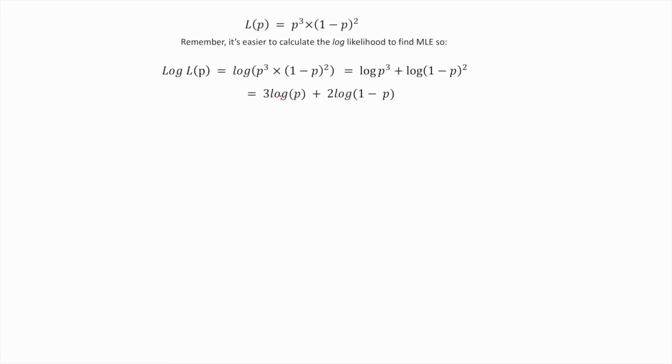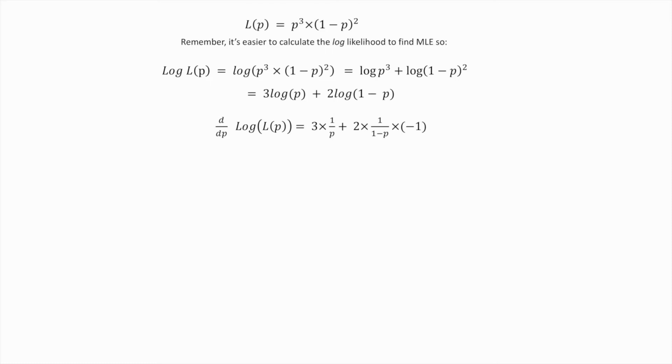Remember, it's always easier to calculate the log likelihood instead of the likelihood. So the log likelihood of L(p) is log of p cubed times (1 minus p) squared, which is equal to the sum of the logs, which simplifies to 3 log p plus 2 times log (1 minus p). We need to find the maximum likelihood, so we first need to find the derivative with respect to p.